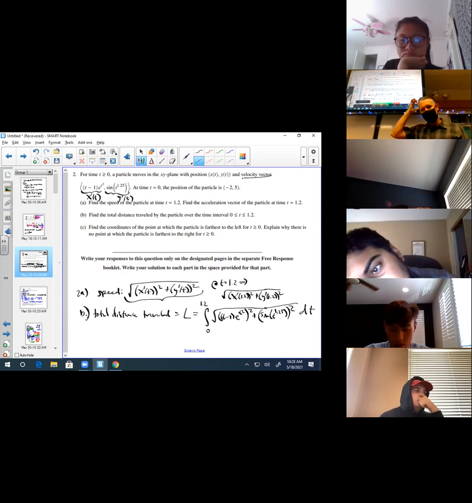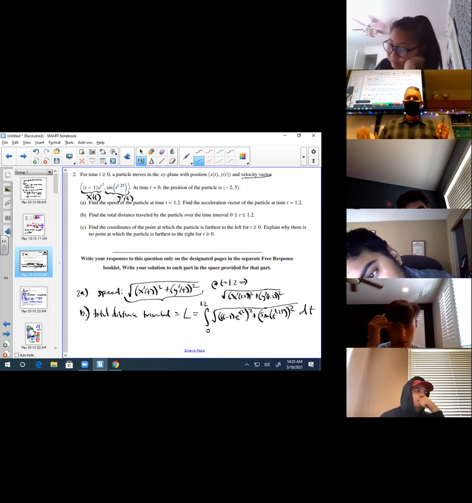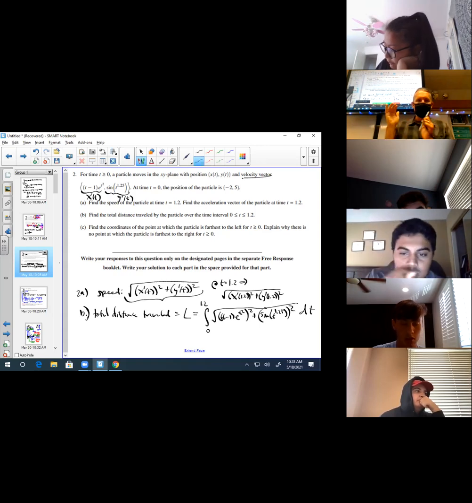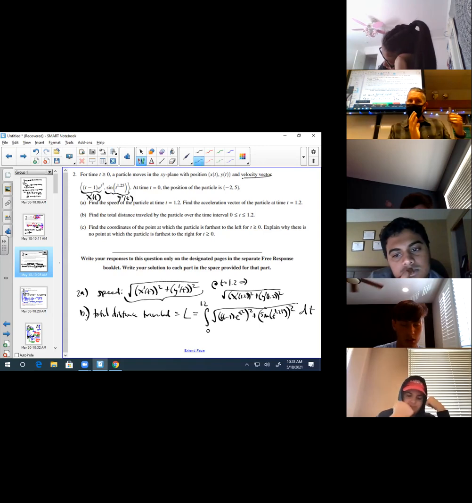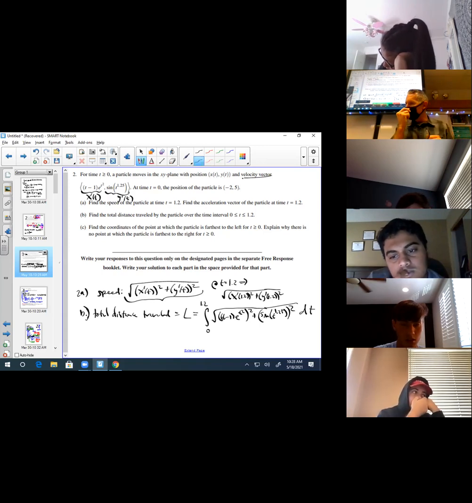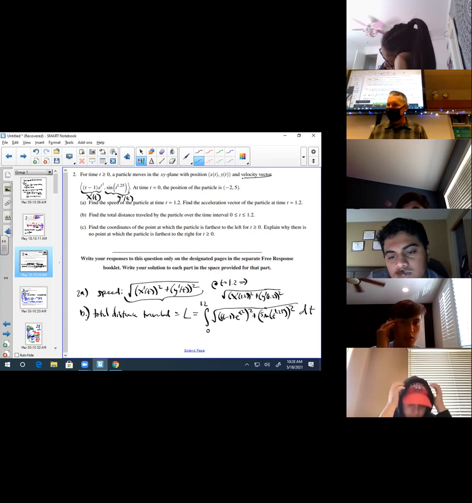So that's what total distance traveled is, which is just arc length for parametric. And again, with parametric vectors, the velocity vector is given as the x component, really x prime, and the y component, really y prime. So we deal with it as we did with parametric. That's what's going on there.